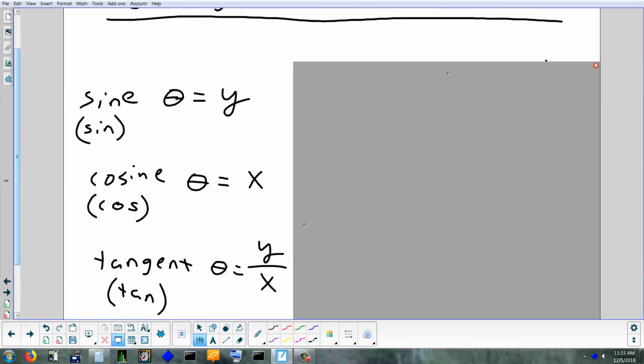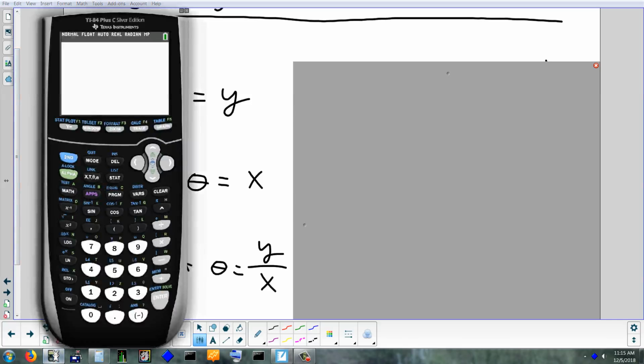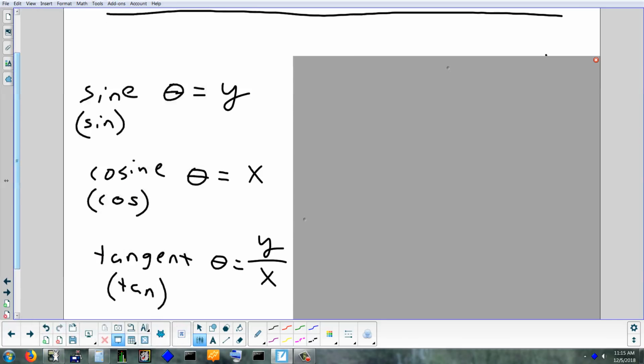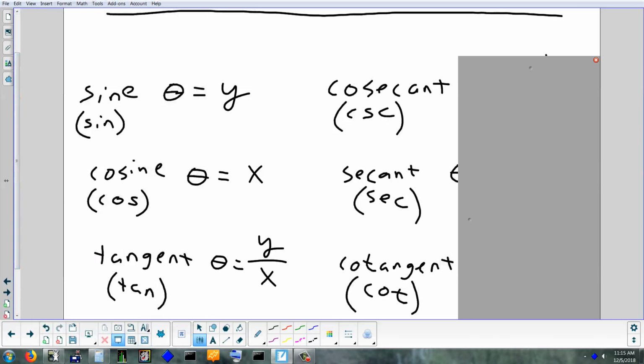Below them, I put the abbreviations. So from now on, I'll abbreviate them. Sine, S-I-N, cosine, C-O-S, tangent, T-A-N. It's just the first 3 letters of each trig function. If you look at your calculator, sine, cosine, tangent, they use the abbreviations as well. Okay. Now there's 3 other trig functions. The cosecant, the secant, and the cotangent.